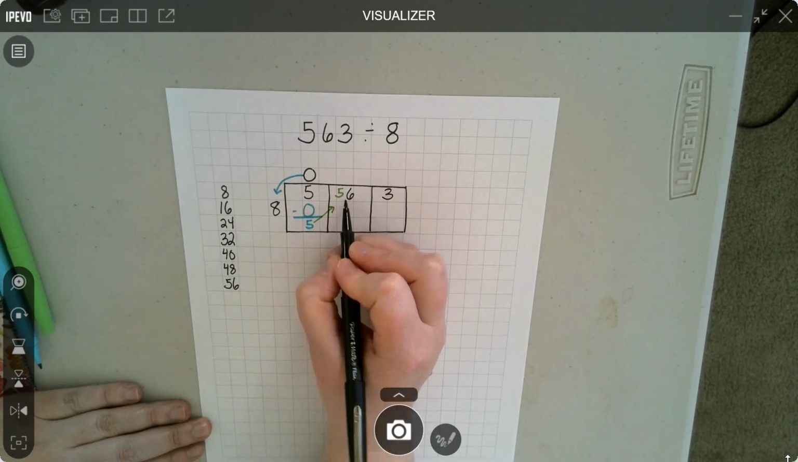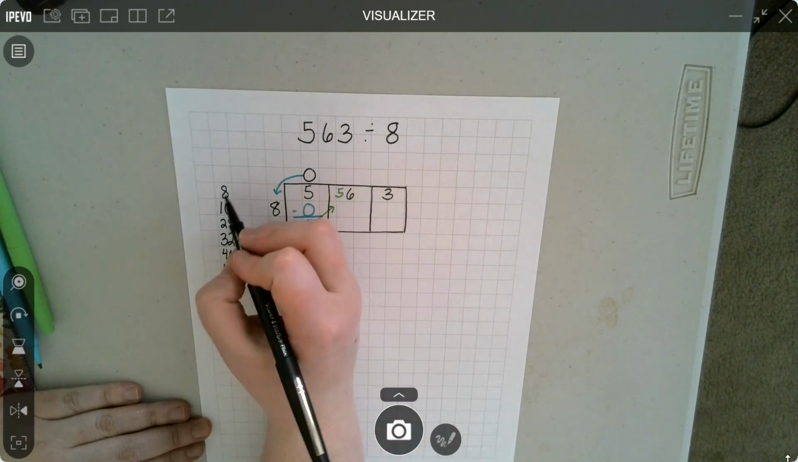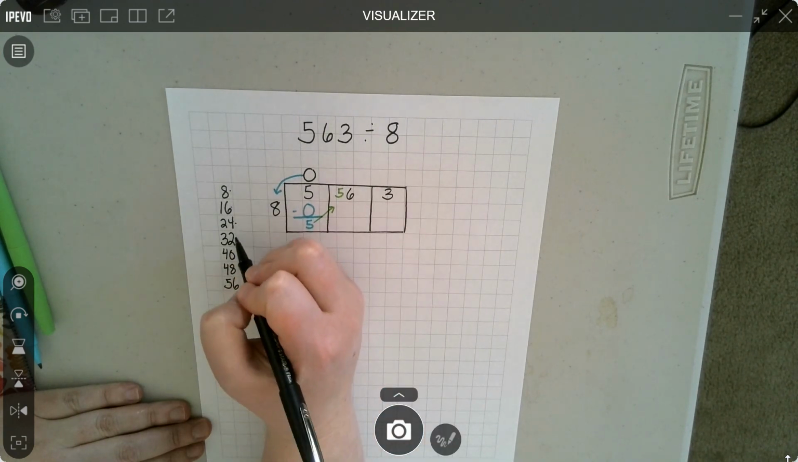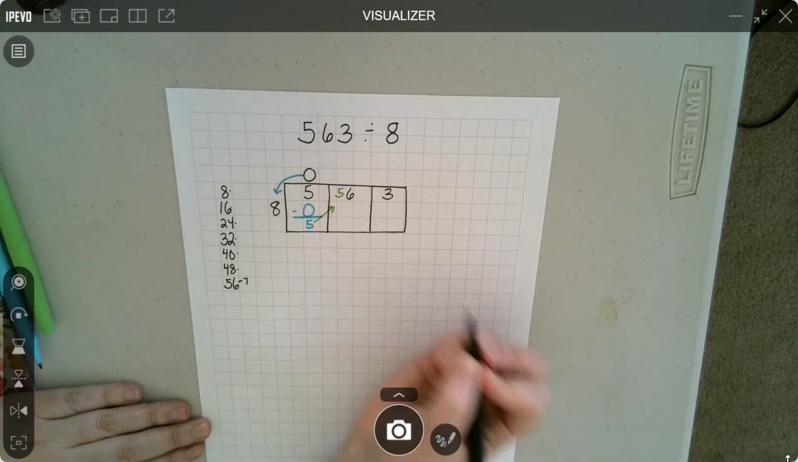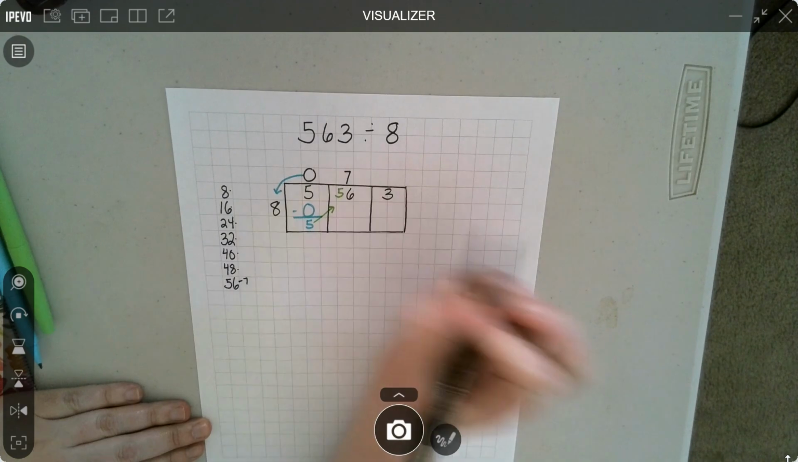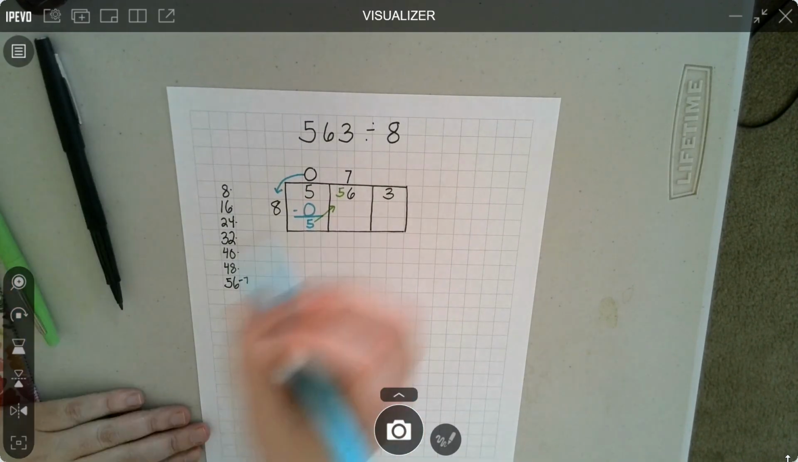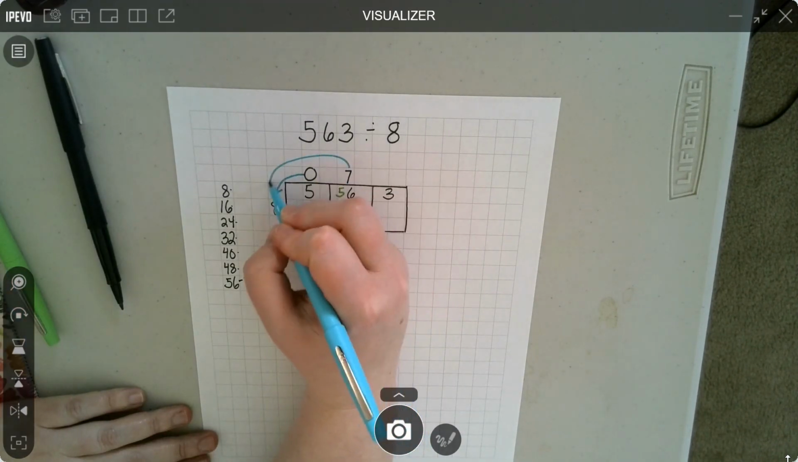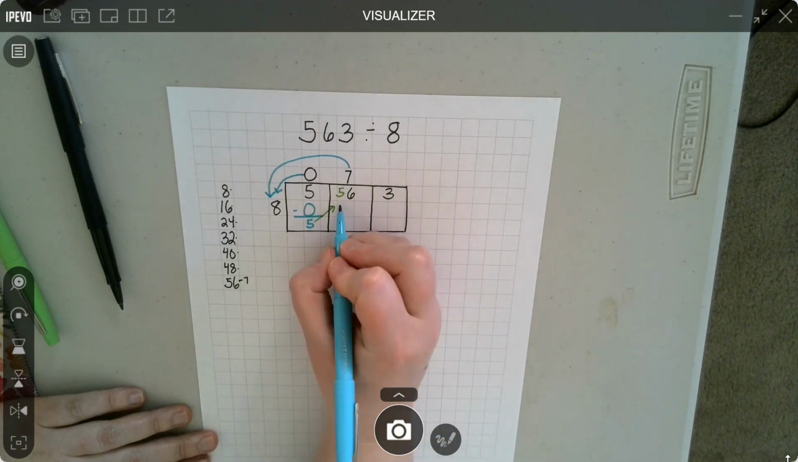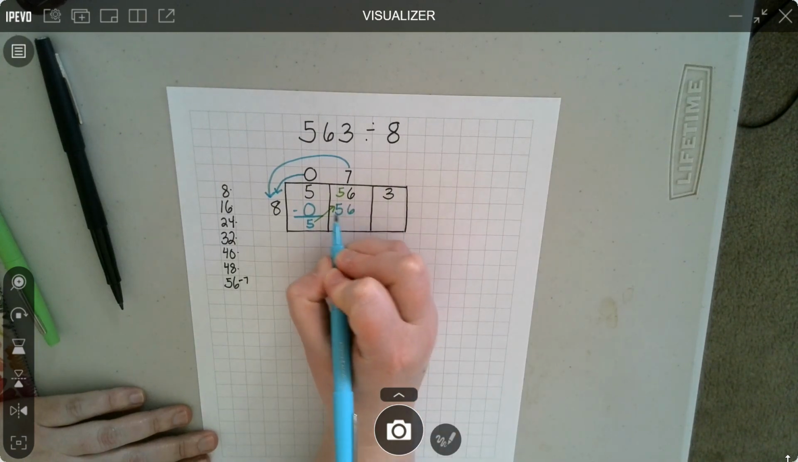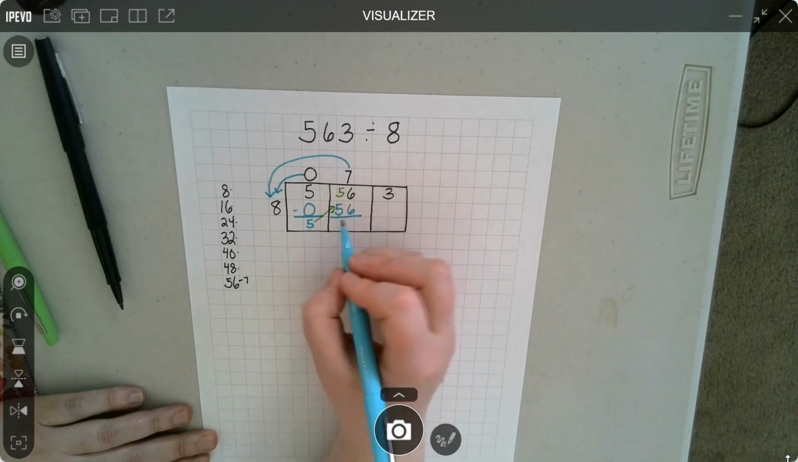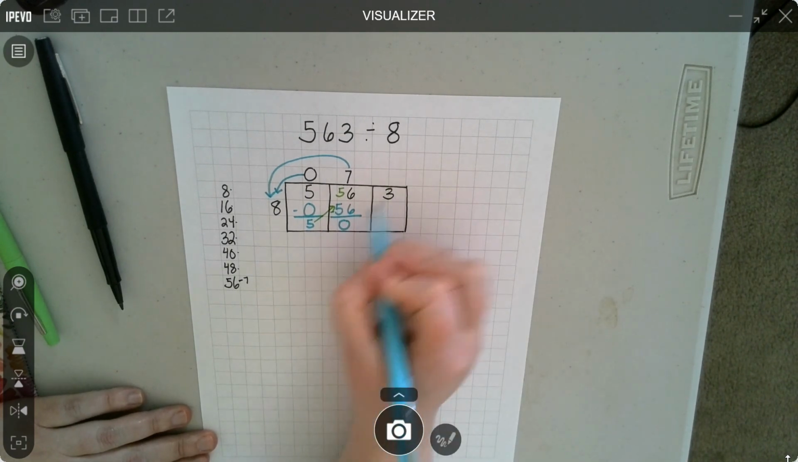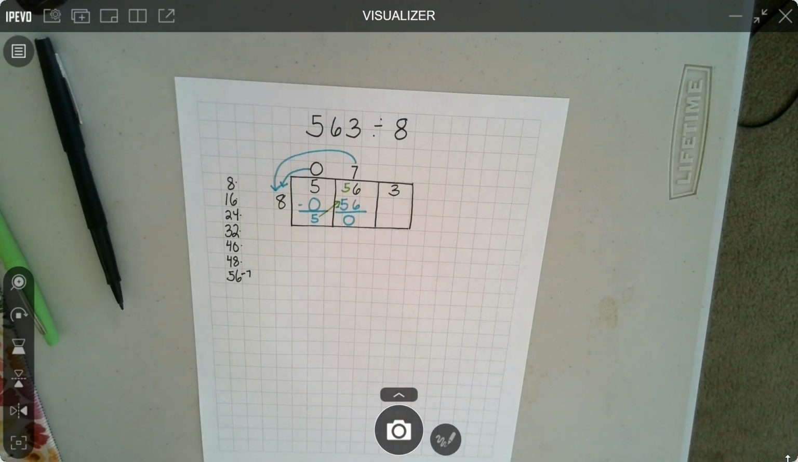Hey, right on, smack on the money there. 56 is the 1, 2, 3, 4, 5, 6, 7th multiple of 8. So I'm going to put 7 up there. 7 times 8 is 56. So I'm going to write 56 down here. And you know what 56 minus 56 is. 0. Very good. Nothing to drag up to that 3.